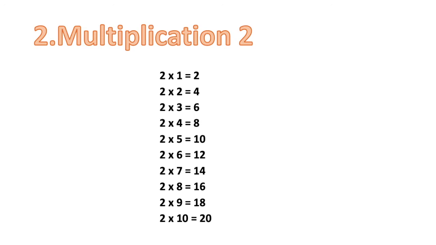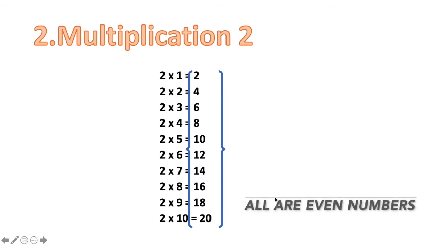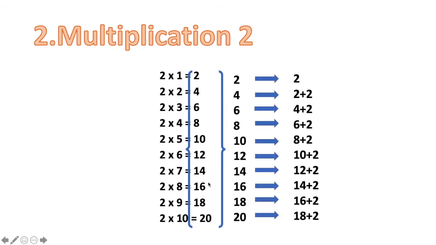2 times 7 equals 14. 2 times 8 equals 16. 2 times 9 equals 18. 2 times 10 equals 20. Okay, so you're taking all these numbers and putting them right here. And we're starting off with 2 because that's the 2 multiplication table.